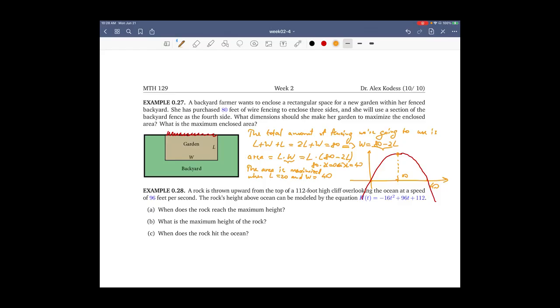Now, what is the maximum area? The maximum area is, well, 20 times 40, that's 800 square feet.